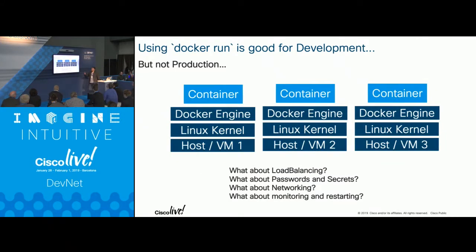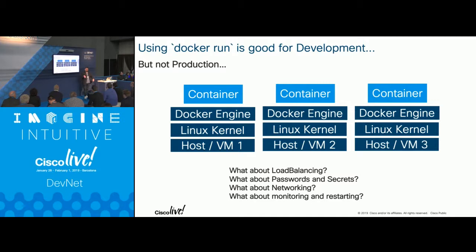As I said, what is it missing? Sure, we can create these images and package them up really nicely, but it doesn't solve load balancing. It doesn't solve where we put passwords, secrets, and environment variables that we don't want baked into our code base. How does the networking work?